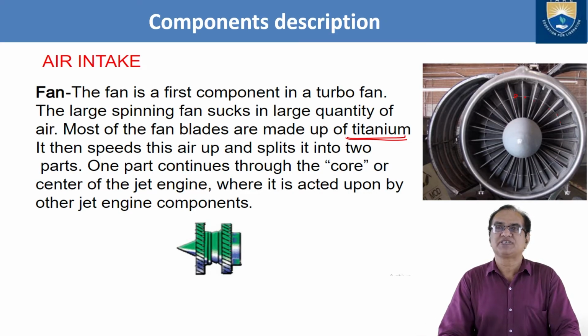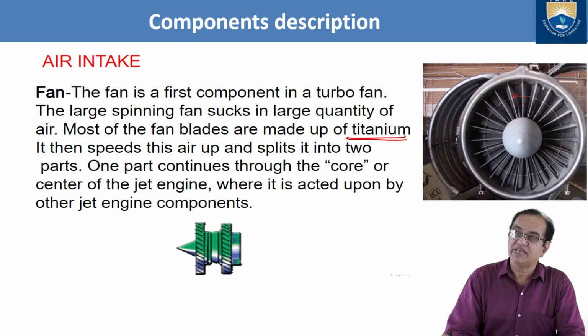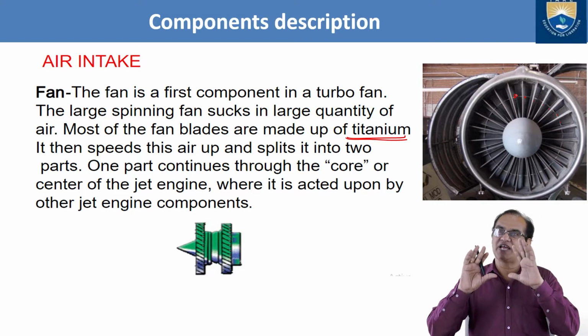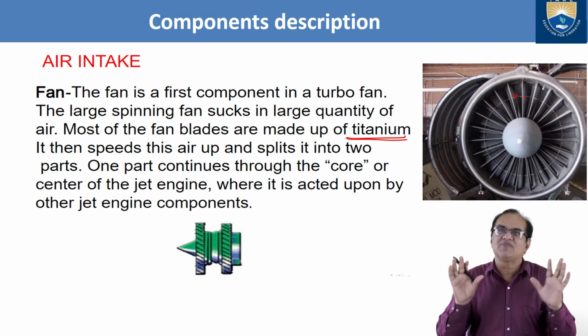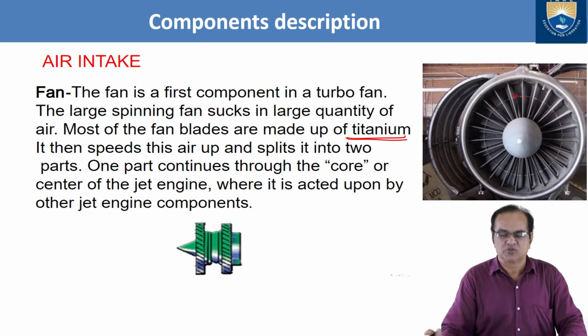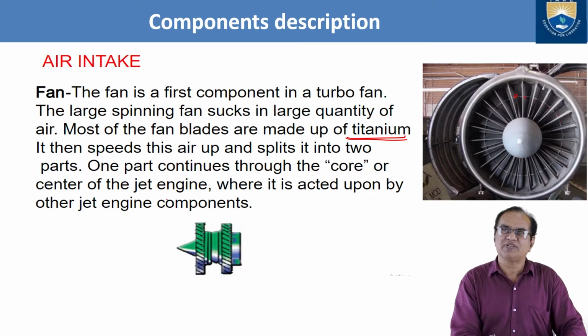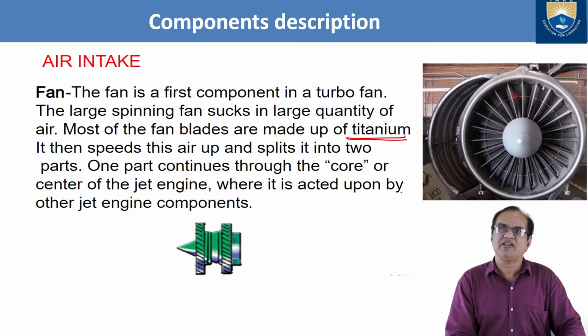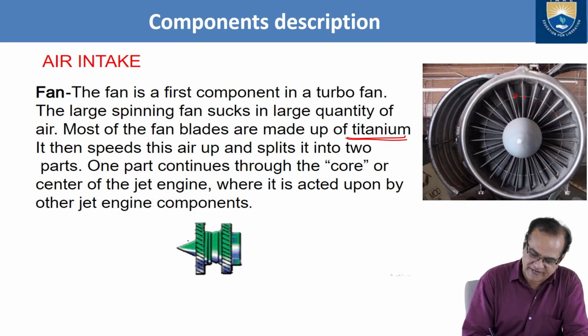It then speeds this air up and splits it into two parts. So here it will speed up the air which is entering, and it will make one part, 50% or more, bypass and go out of the core of the engine, and the remaining will go inside the core. So one part continues through the core, or the center of the engine, where it is acted upon by other jet engine components. This remaining part, I will explain again.